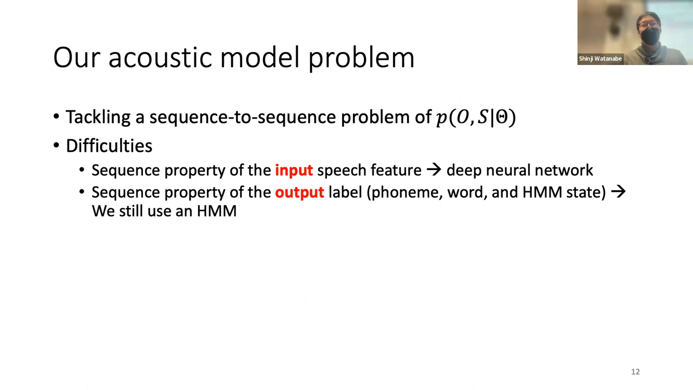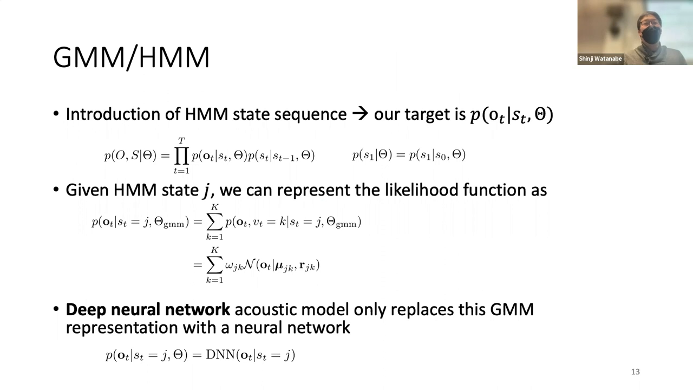Let's further review what we have done given these distributions. We use a lot of conditional independence assumptions to finally factorize this joint distribution as the emission distribution and the state transition probability. Previously, we substituted this emission probability with a Gaussian mixture likelihood function. To move from the Gaussian mixture model to the deep neural network, we replace this part with the deep neural network.